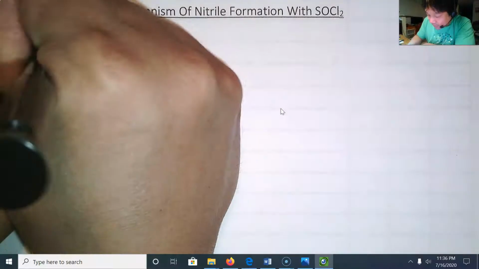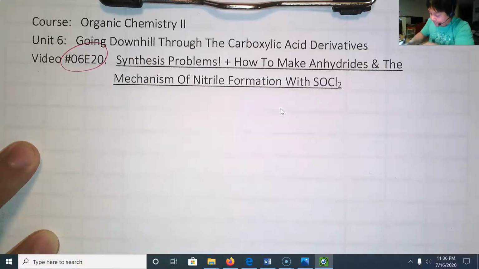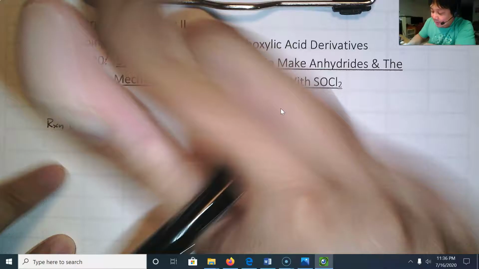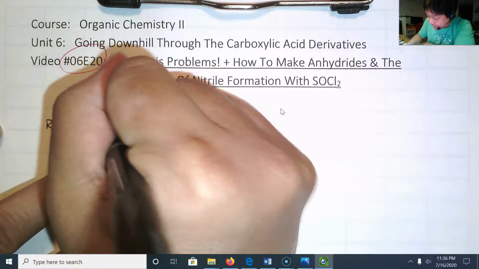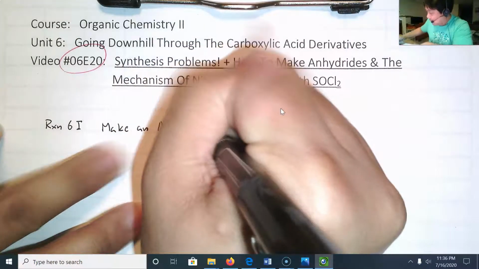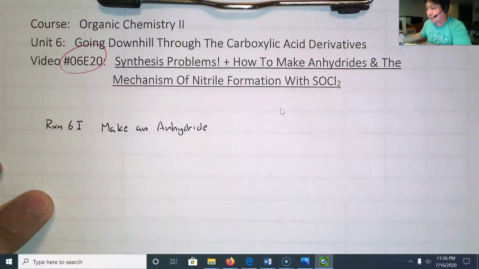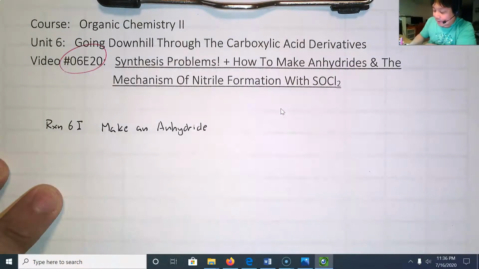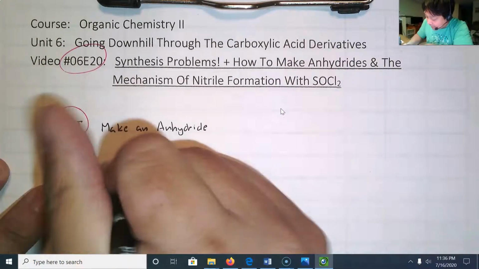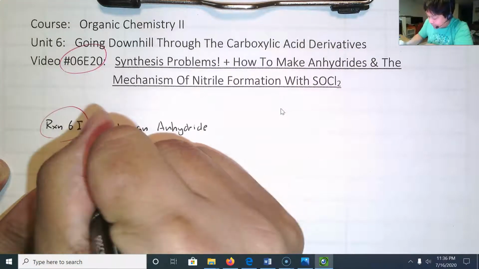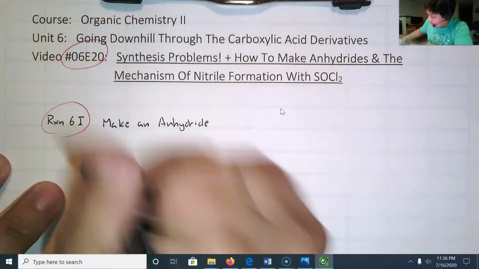This is reaction 6I, and we'll put it on this sheet here. Reaction 6I: how to make an anhydride. I'll do a simple example, and then we'll go back to this sheet of practice problems and fill in that arrow. But basically, if you take an acid chloride, and let's make it an ethyl, there's your dot.